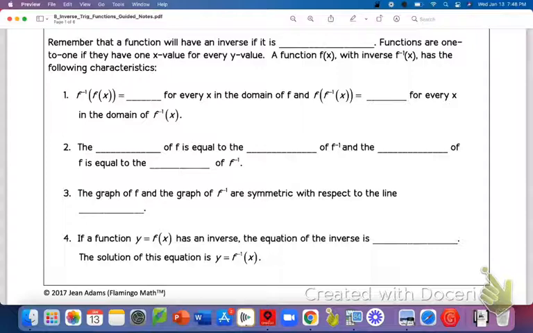Okay, so remember that a function will have an inverse if it is a one-to-one function. So it needs to be one-to-one in order for a function to have an inverse. That would be a function also.